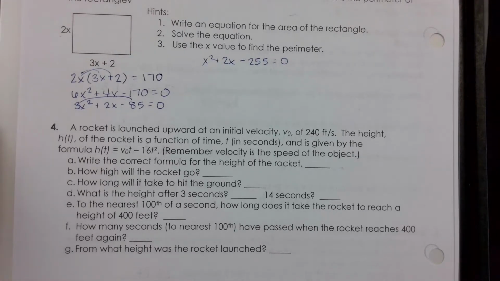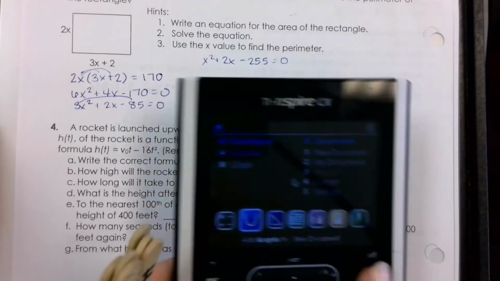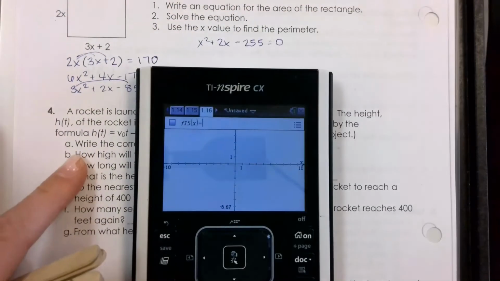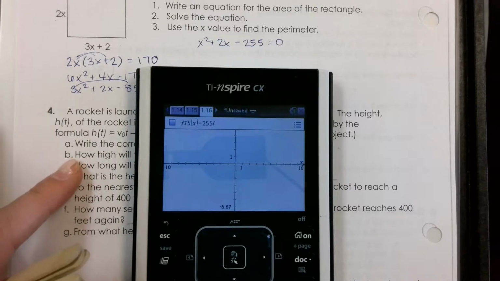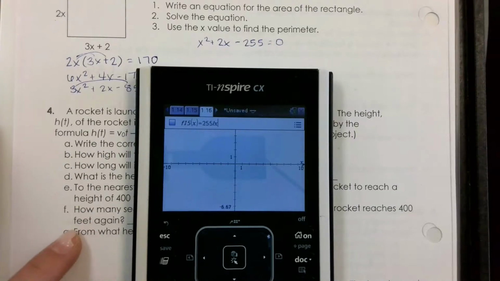Yeah, exactly. So we're going to go to our graph, and we are typing in the number we want factors of. So 255 divided by x. We'll hit enter, and we don't care what the graph looks like because we want to see the table. So Control T.